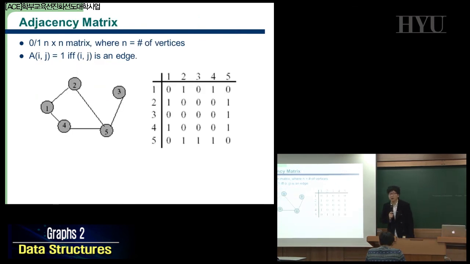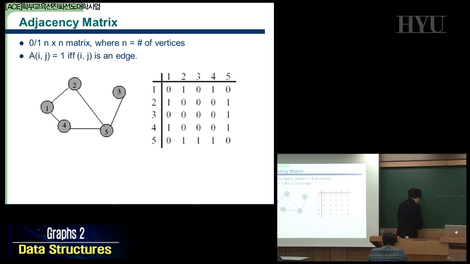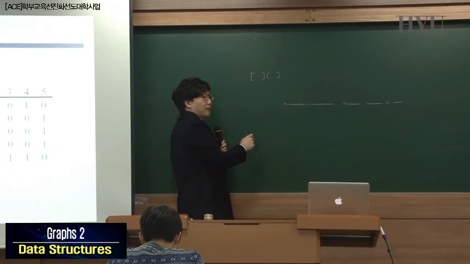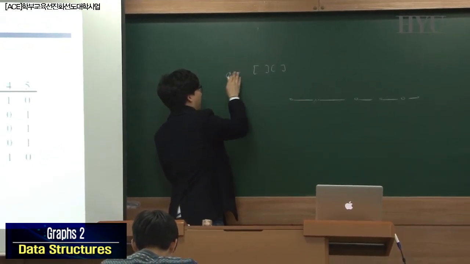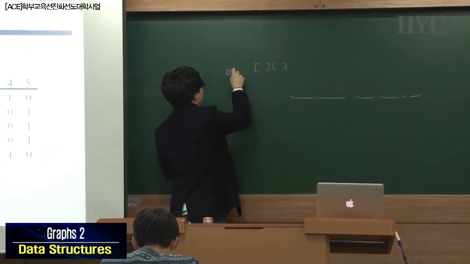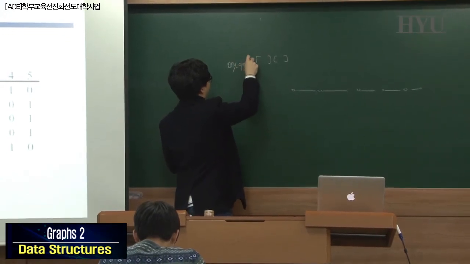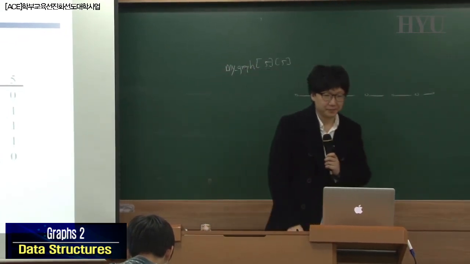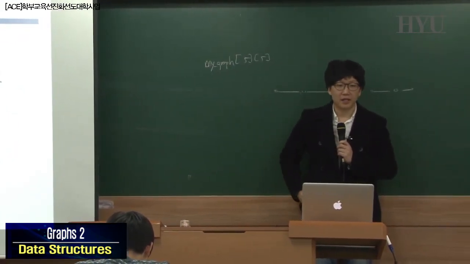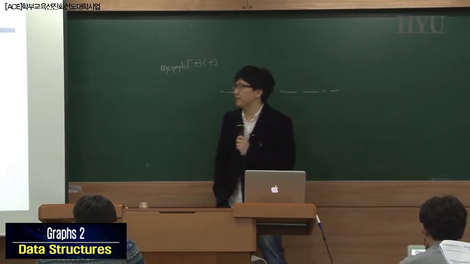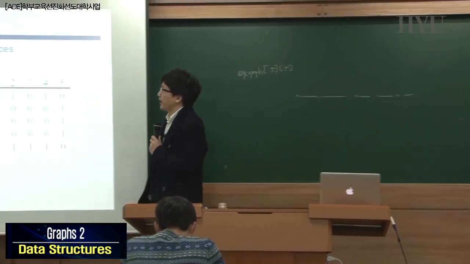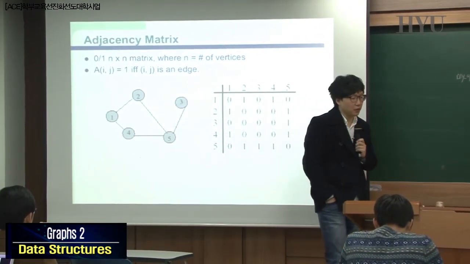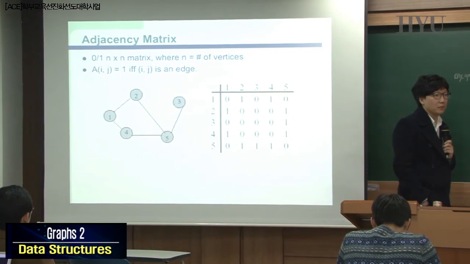So now you declare a 2D array. How do you define 2D arrays? Like this, right? My graph has 5 nodes, so 5 by 5. So it's an n by n matrix where n is the number of vertices. A[i][j] is 1 if and only if i and j have an edge between them.